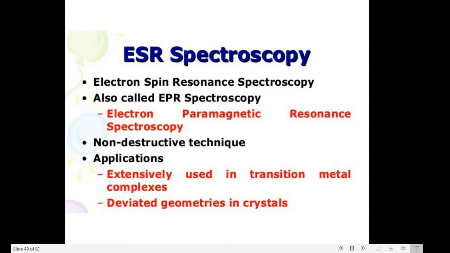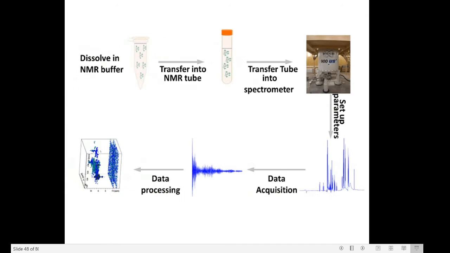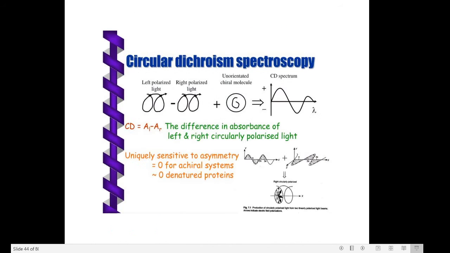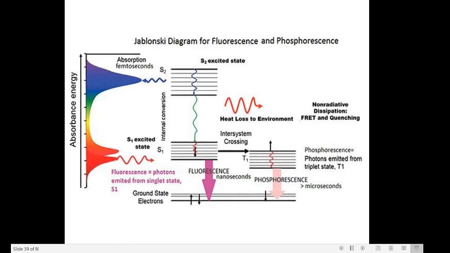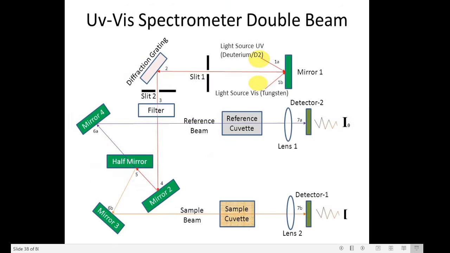Then electron spinning resonance spectroscopy. Electron spinning resonance spectroscopy is a very important thing, based on electron transfer. Doing this experiment helps to understand the transition metal complex. Previously we discussed the protein. NMR helps with the compound and the protein. Dichromism spectroscopy also helps to understand the protein structure. Then this spectroscopy helps to understand the compounds. We can measure the protein also, but we can't find the structure.